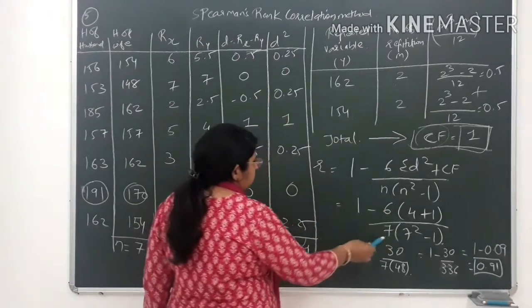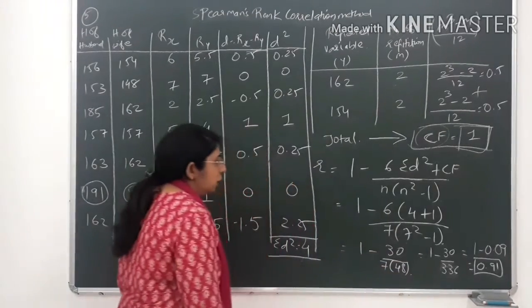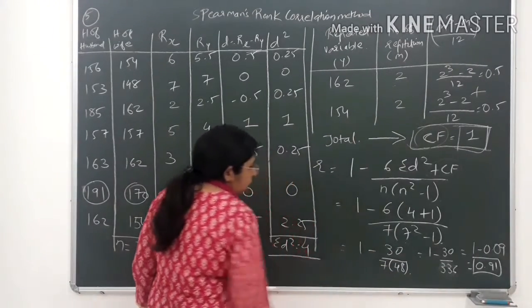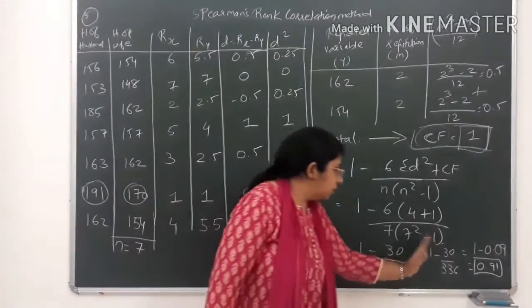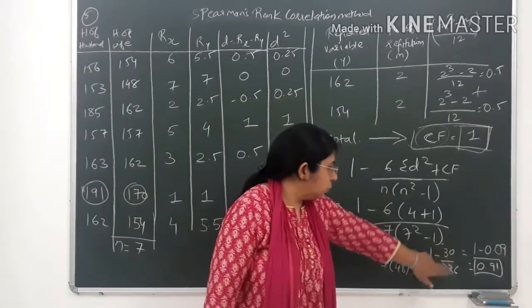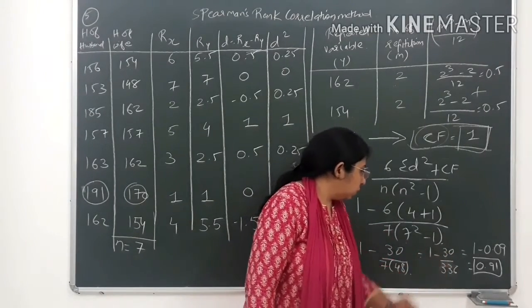30 upon 7 into 7 square means 49. 49 minus 1, so 48. So 48 into 7, it would come to 336. Now 1 is always separate. You don't have to mingle it with the numerator and denominator. So 1 minus 30 upon 336.